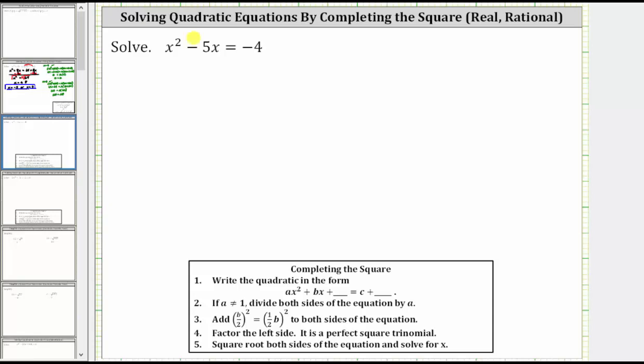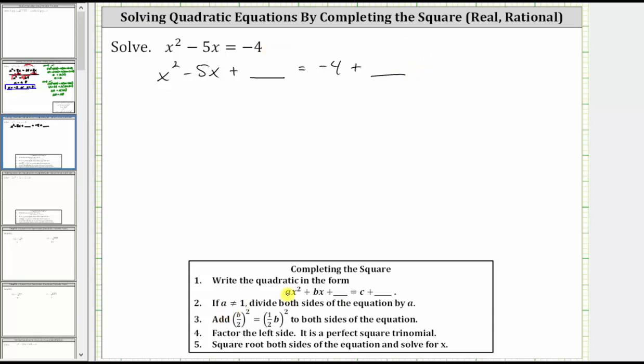We are asked to solve the quadratic equation by completing the square. The first step is to write the equation in the form shown here, which for our equation is in the form x squared minus 5x plus some constant that will make the trinomial a perfect square equals -4, and then plus the same constant we added to the left.